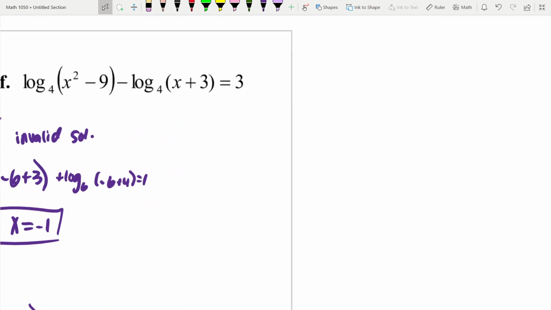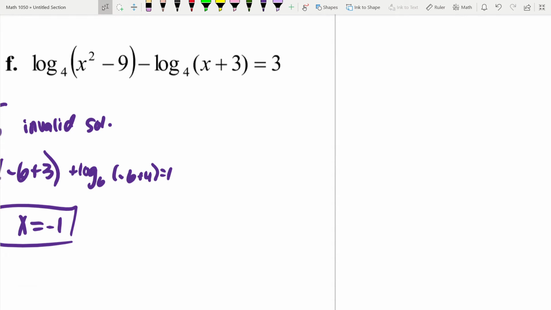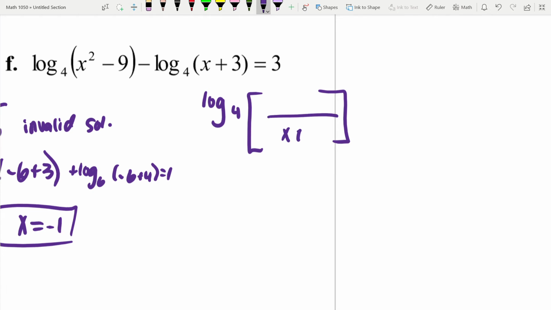2 logs and a number that's not a 0. Condense and convert. So this is going to be log base 4. Those things are subtracted, so when I squish them, they're going to be divided. The one that's the negative goes on the bottom. So on the bottom goes x plus 3. On the top is x to the second minus 9.